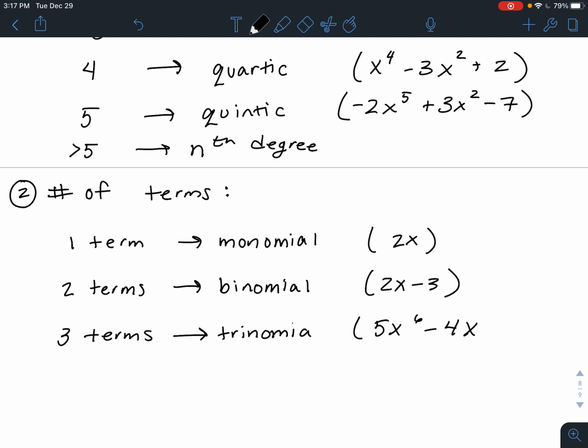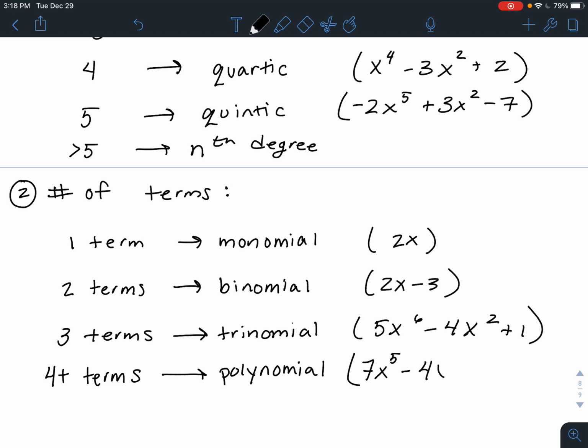So that could be something like 5x to the 6th minus 4x squared plus 1. So they don't have to have the exponents being in order, and you can like skip them and stuff, doesn't matter, right? We have 3 terms, so we have a trinomial, and then if we have 4 or more terms, so 4 plus terms, we just call that a polynomial, right? Poly meaning many terms. Right, so something like, I don't know, 7x to the 5th minus 4x cubed plus 5x squared minus 7. Right, so we have 4 terms there, so that's a polynomial.